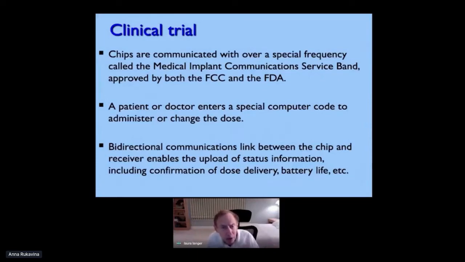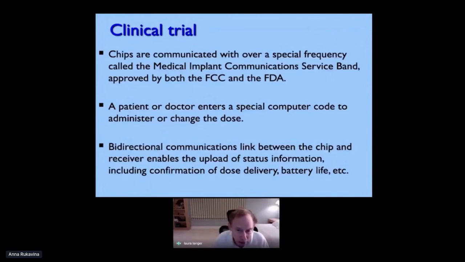Now, you can actually even have a special computer code if the patient or doctor wants to change the dose. And these are very well encrypted. We actually had somebody who had worked on the air-to-ground missile working on this, and she said this was better encrypted than that. And not only do you have that, but you have a bidirectional communications link between the chip and the receiver. The receiver, by the way, could just be like a cell phone, and it tells you everything.